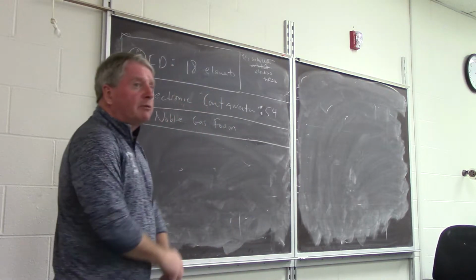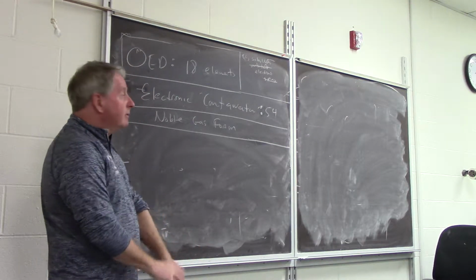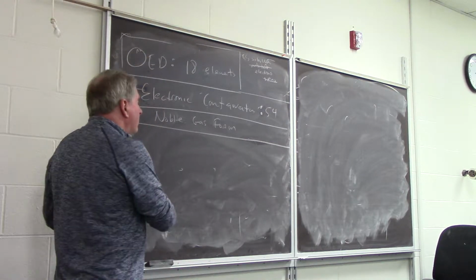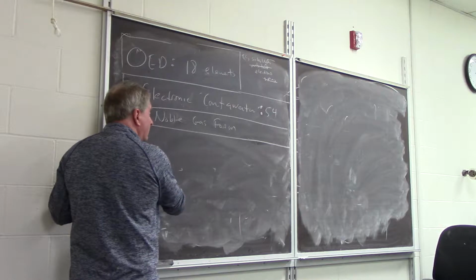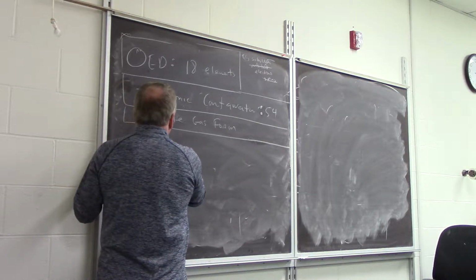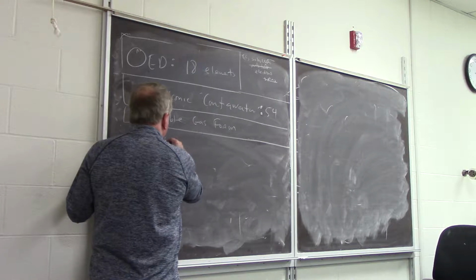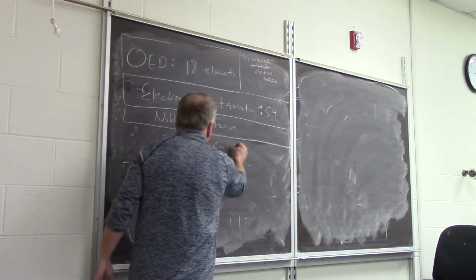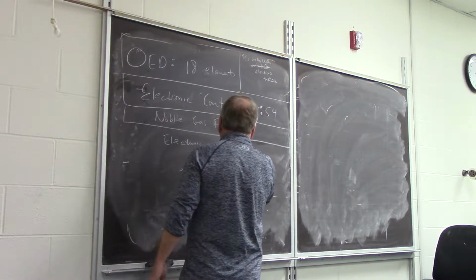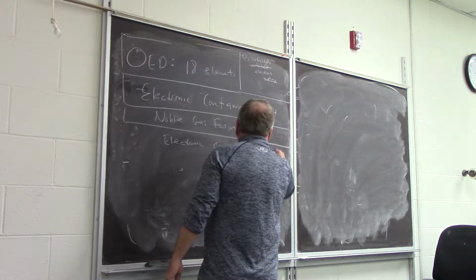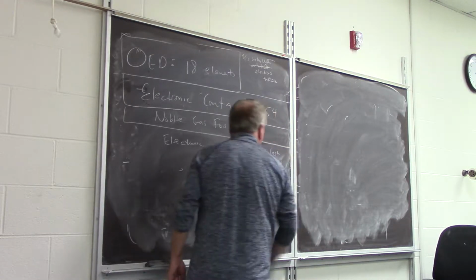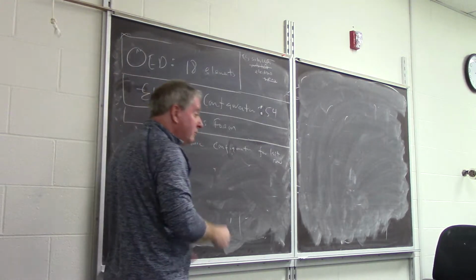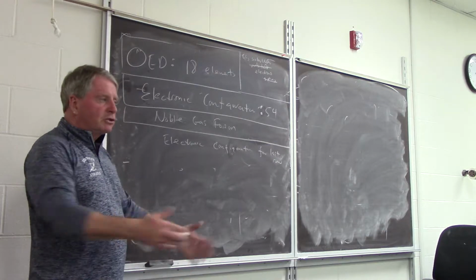All right, the next one is noble gas form. It's basically a shorthand of the electronic configuration. You write the electronic configuration for the last row, and then you add something to take the place of the rest. I'll show you how it works, and then we'll just shorten it.